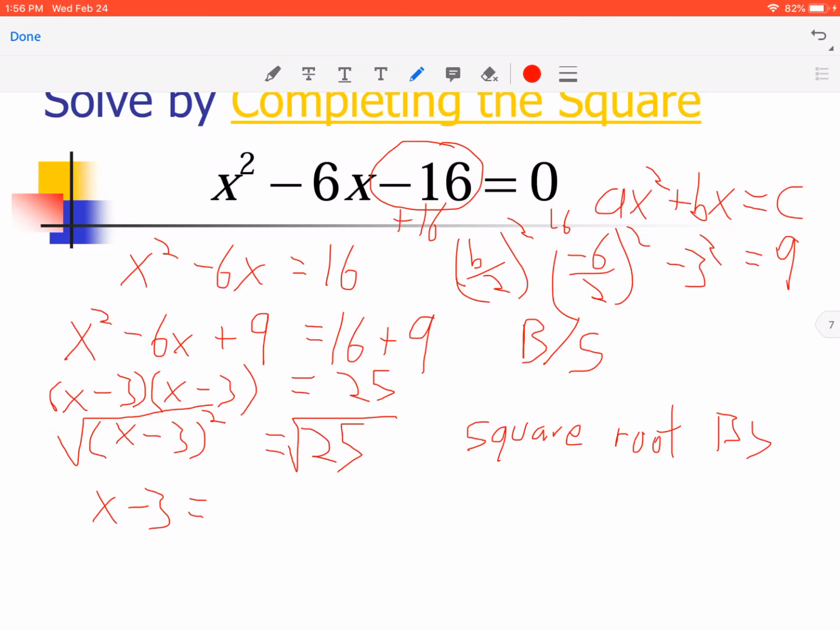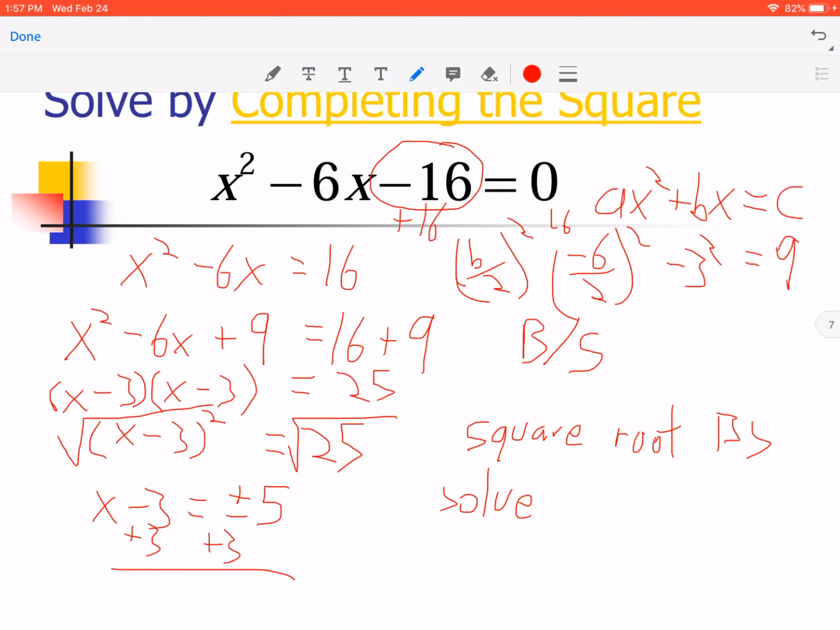Isn't negative 5 times negative 5 a positive 25? So you're always going to do positive, negative, and whatever that number is. In this case, it is a perfect square. It's 5. Now, all you're doing is solving for x. How do you solve? Get rid of the minus 3. How do you get rid of a minus 3? Just add 3. You're going to add 3 to this side.